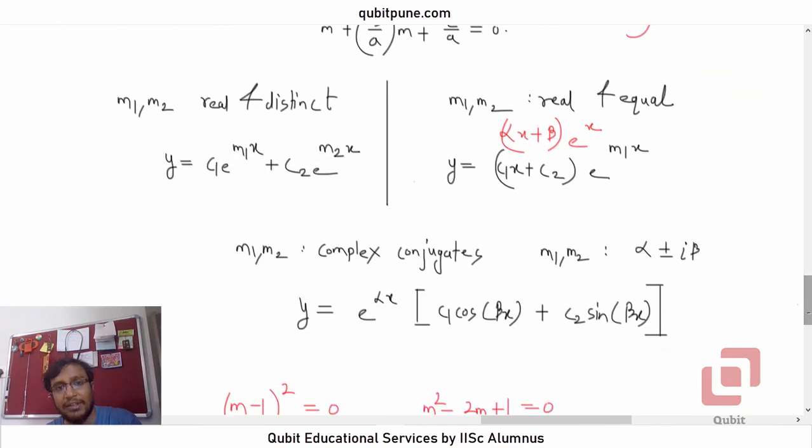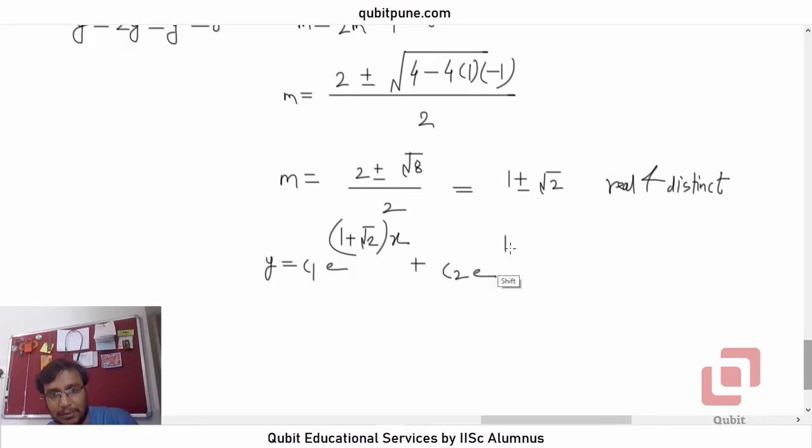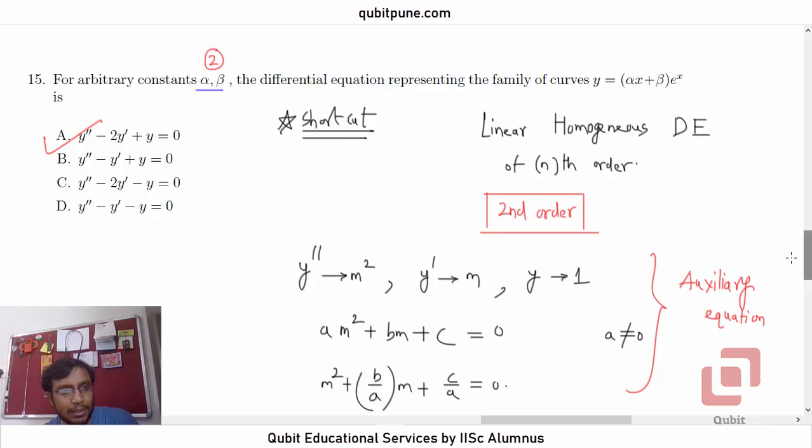So that's c1 e to the power m1x plus c2 e to the power m2x. Real and distinct roots. So the general solution will be c1 e to the power (1 plus root 2)x plus c2 e to the power (1 minus root 2)x.